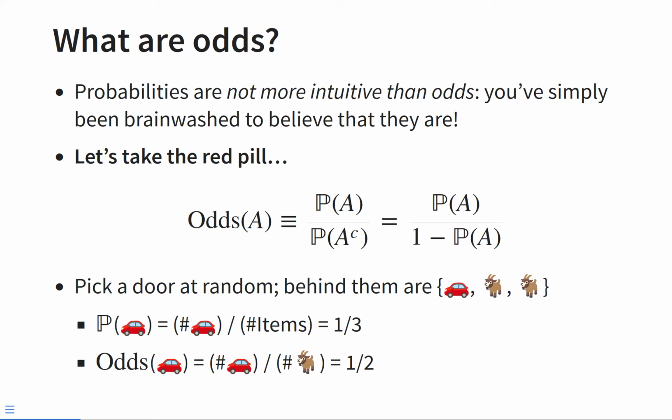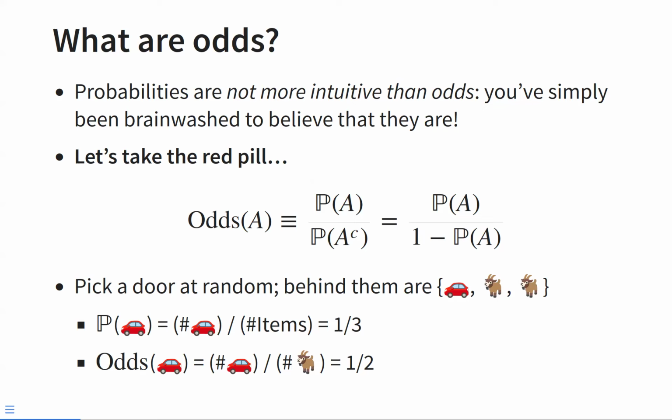Okay, so let's remember the Monty Hall problem, everyone's favorite example. You're going to pick a door at random. Behind one door we have a car, and behind another door there's a goat, and behind the other, there's a goat. Okay, so if you just chose a door at random, what is the chance you're going to get a car? Well, that is 1/3. Why? Well, the probability is the number of successful cases divided by the total number of cases, because they're all equally likely. So it's the number of cars divided by the total number of items, 1 divided by 3. What about the odds?